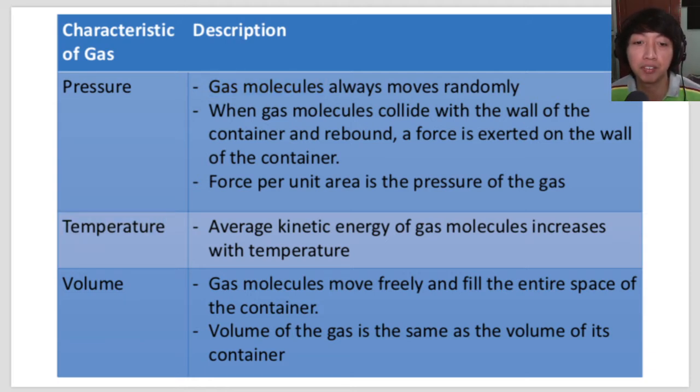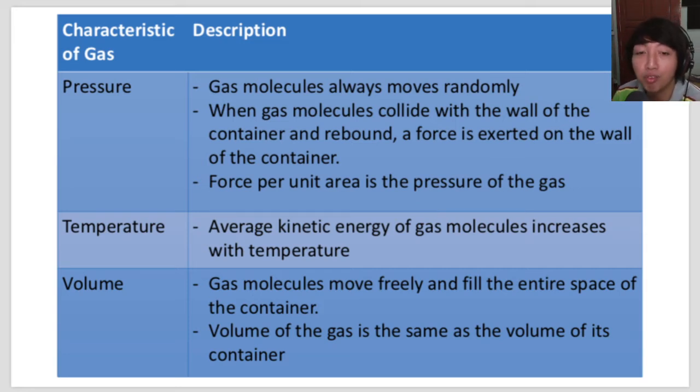Temperature. All right, so next thing, temperature. So average kinetic energy of gas molecules increases with temperature. So the higher the temperature of the gas molecules, the more these molecules start to move, right? So they're always moving, but when you increase the temperature, they move even more. If you think about it, it makes sense.